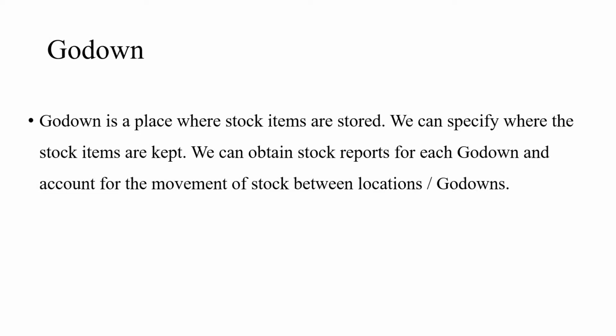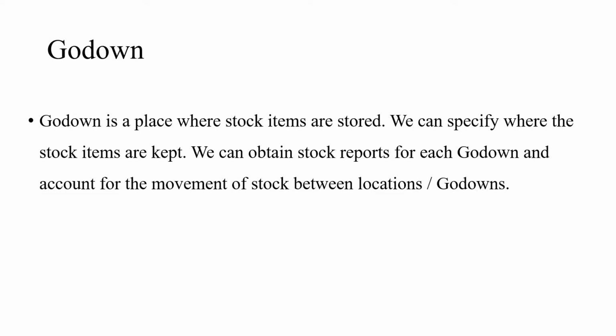Godown is a place where the stock items, products, raw materials, semi-finished products, finished products are stored. We can also specify where the stock items are kept. This tells that if the company is having 4 godowns, we can also mention which particular stock items are kept under which particular godown. Right?